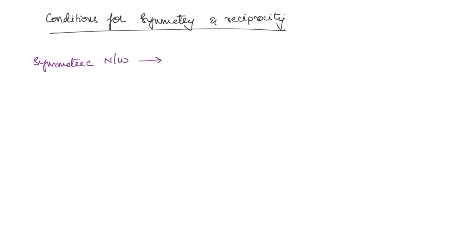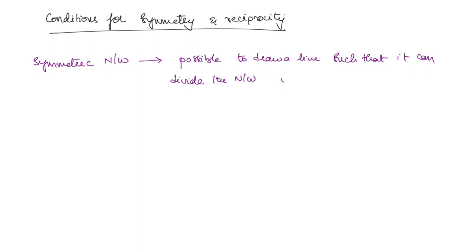What is meant by symmetry and reciprocity, and what is the condition required for a circuit to be symmetrical and reciprocal? We will start with the symmetric network. A symmetric network is nothing but a network where, if you divide the two-port network into two halves, both of them will be identical. So a symmetric network can be any network through which we can draw a line such that it can divide the network into identical halves.